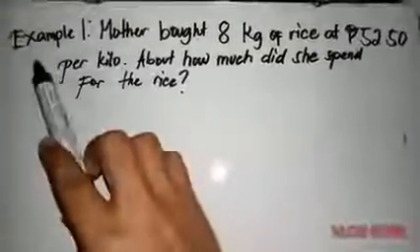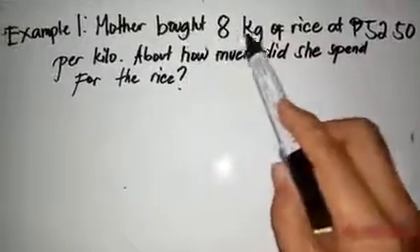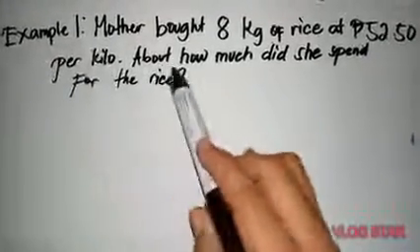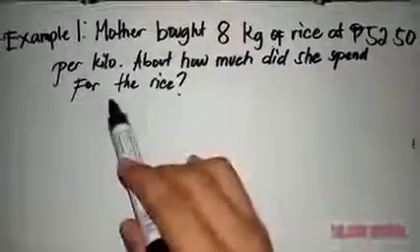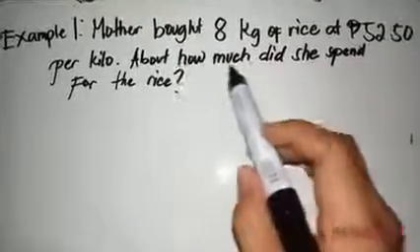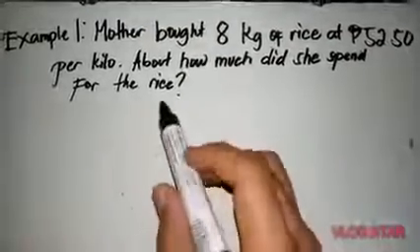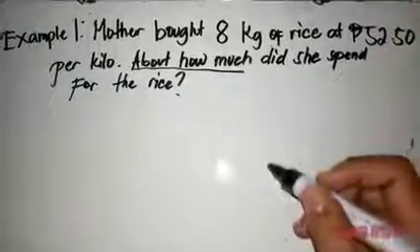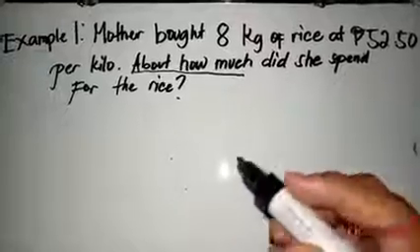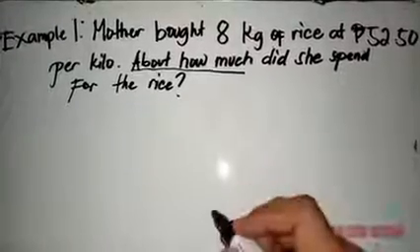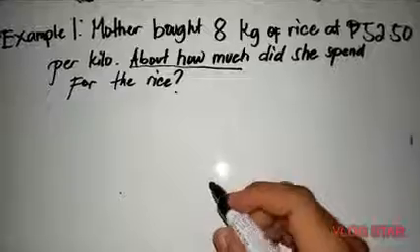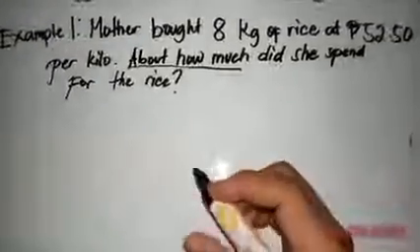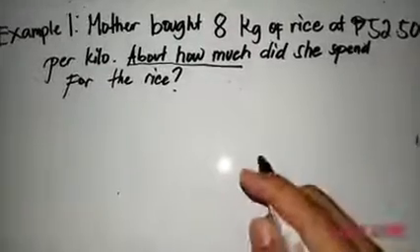So the first example is: Mother bought 8 kg of rice at 52.50 per kilo. How much did she spend for the rice? Or about how much did she spend for the rice? The phrase "about how much" suggests that you have to estimate the answer. It is asking for the estimate value.